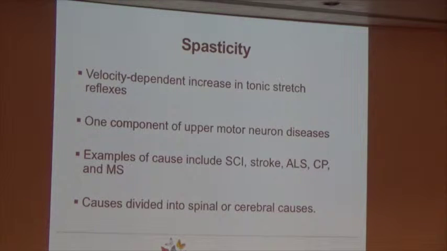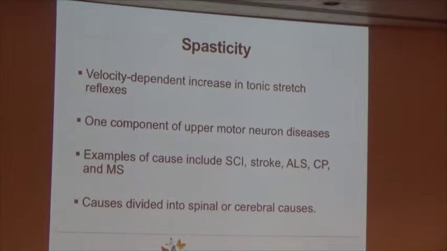Now, spasticity, as Dr. Brunstrom had pointed out, is a velocity-dependent increase in tonic stretch reflex. It is one component of motor neuron disease, and examples are multiple, where there can be spinal cord injury, stroke, ALS, CP, and MS as some of the many causes for spasticity. It can be divided into spinal as well as cerebral causes. This is important because you can use some of these treatments for other types of spasticity, as long as you're getting your diagnosis correctly.